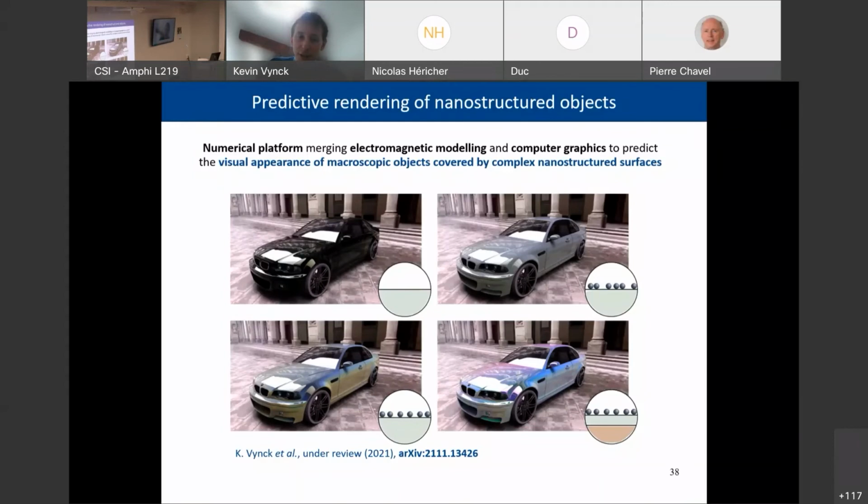Here is an example of what we can do. You have 4 synthetic images of a common object. This is a car, but our objective is not to sell paint for cars. It's just an example of visual appearance. When you have a surface that is not covered by particles, you have essentially a very black object with a strong specular component. If you cover this object with small silver particles at a certain density, you would get some diffuse color, a gray color that would appear.